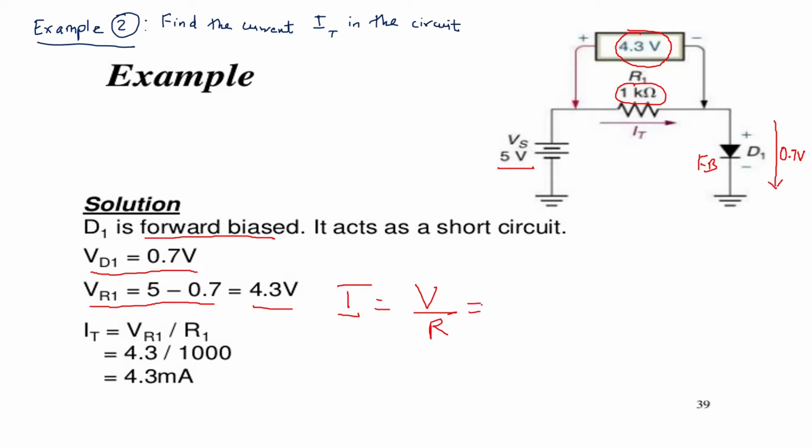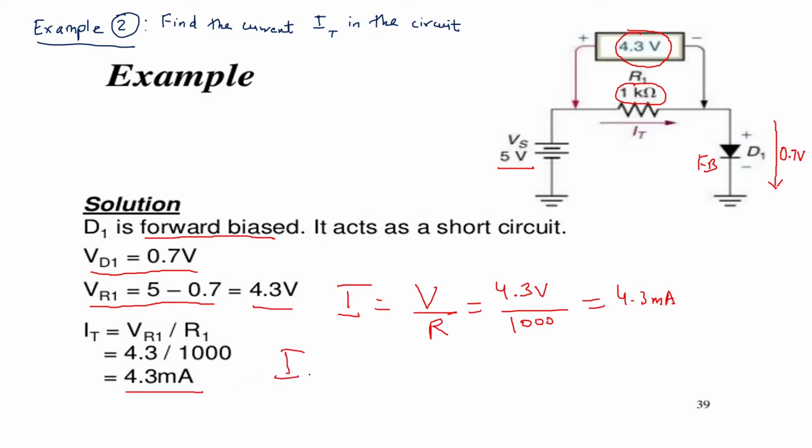4.3 volt upon how much is our resistance? 1 kilo. 1 kilo means 1000 ohms. So this will come as 4.3 milliamperes as shown here. So it is 4.3 milliamperes. What is the current flowing?